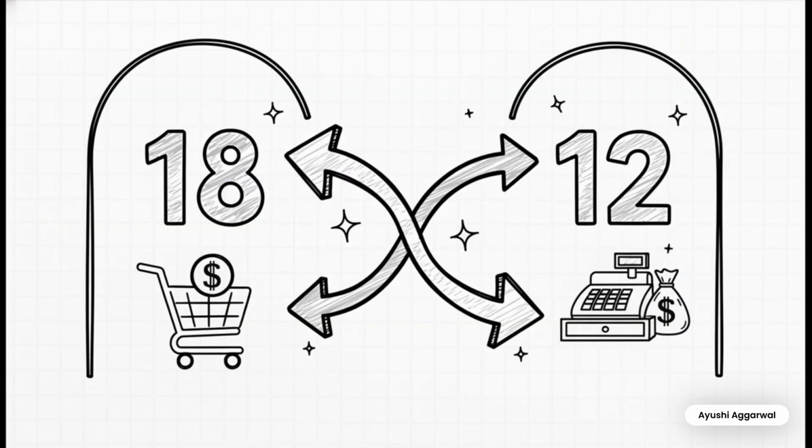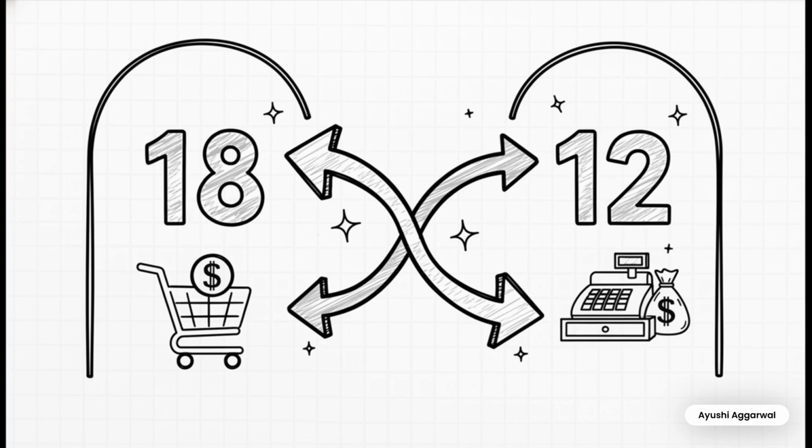And here it is, a brilliant exam trick. Whenever you see a question that says CP of X articles equals SP of Y articles, all you have to do is one simple thing. Interchange the numbers. That's it. So the number with the selling price, which is 12, becomes your new cost price. And the number with the cost price, 18, becomes your new selling price.